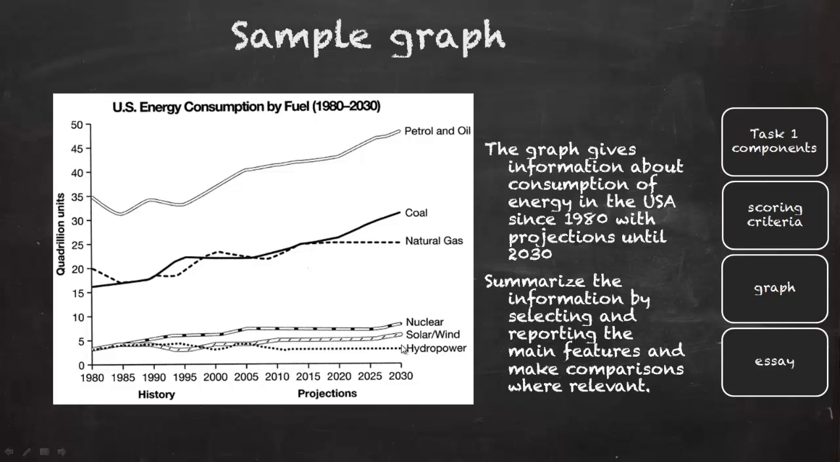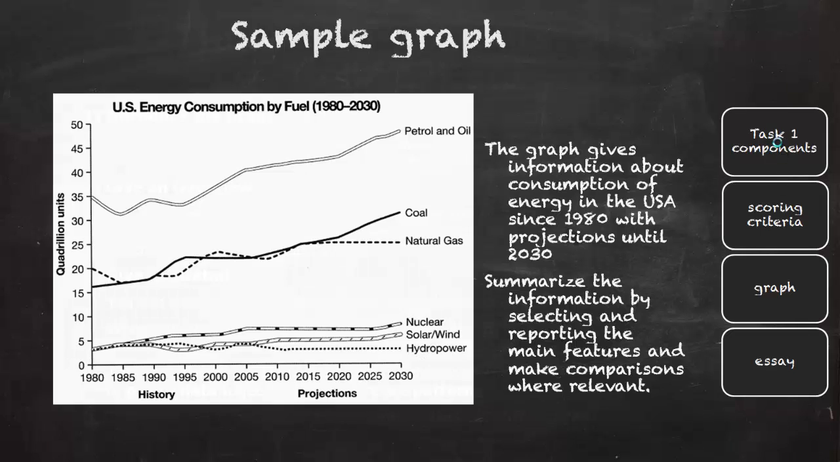So the main trend here, the overview, is that the consumption of petrol and oil is the highest, while nuclear, solar, wind, and hydropower, which are in part forms of alternative energy, are the lowest. So that's what's going on here. That would be the overview.